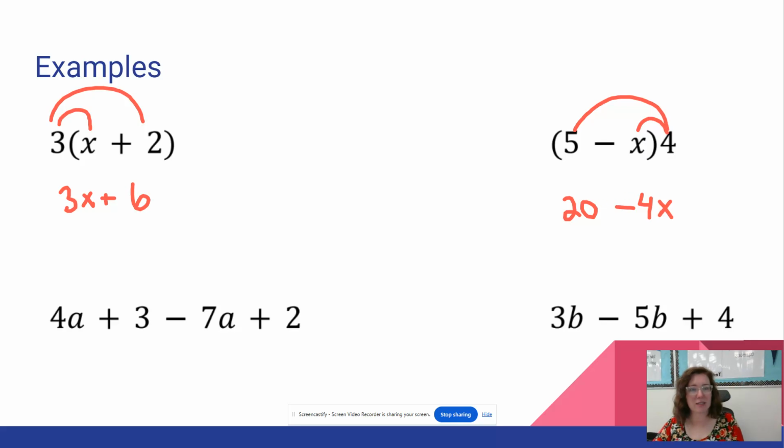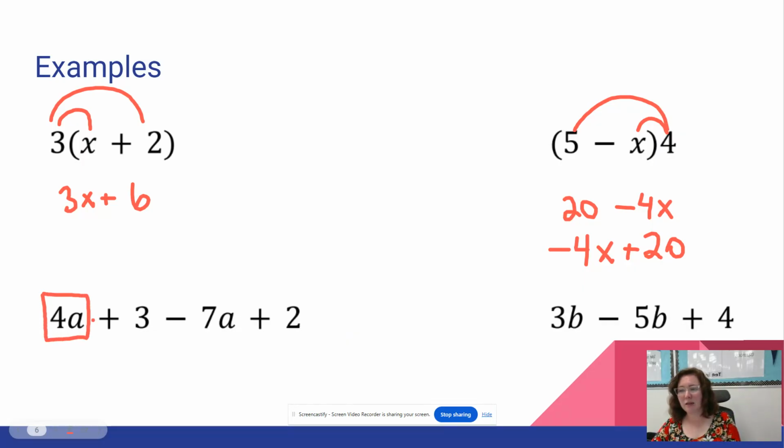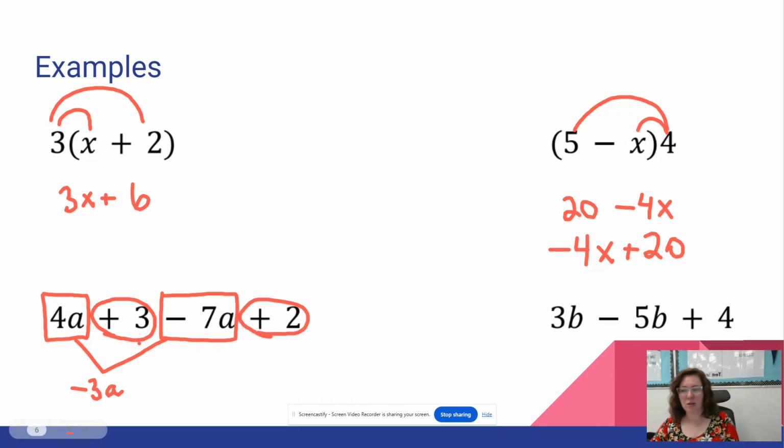Now we could have written it like this. The 20 is positive, the 4x is negative. Or we could have written negative 4x and positive 20 like this. Both are correct. Now we can combine some like terms. I will put a box around anything with an A and the sign as well. Okay, 4a minus 7a is a negative 3a. I'll put my oval around anything that's just a plain old number. A positive 3 plus a 2 is a positive 5. So negative 3a plus 5. Or we could do 5 minus 3a because the 5 is still positive and the 3 is still negative.